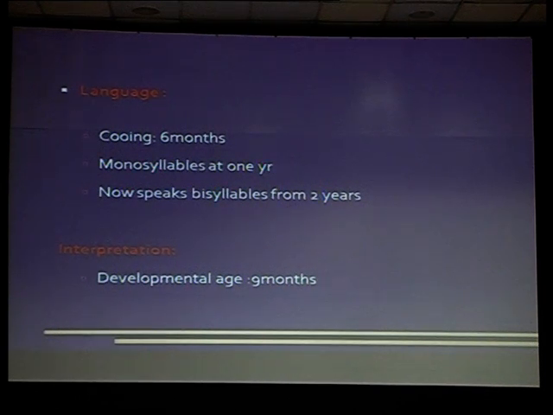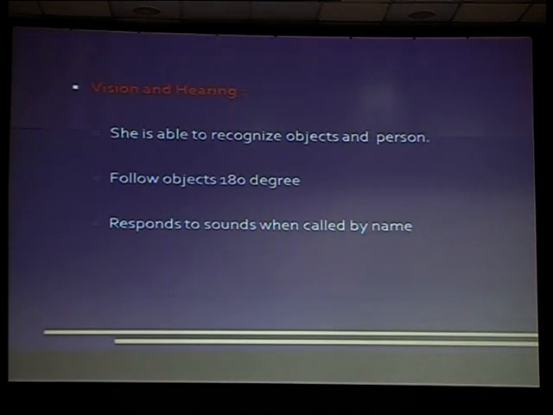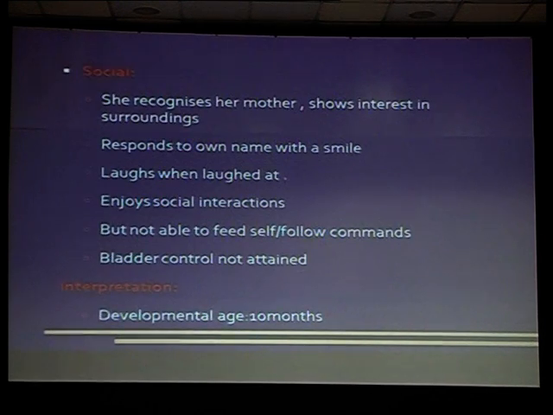Language: the baby was able to coo at 6 months and started monosyllables at 1 year, and now is able to speak bisyllables, with a developmental age of 9 months. Vision and hearing: grossly the child is able to recognize objects and persons and follows objects 180 degrees in a supine lying position, and responds to sound when called by name, even from behind.